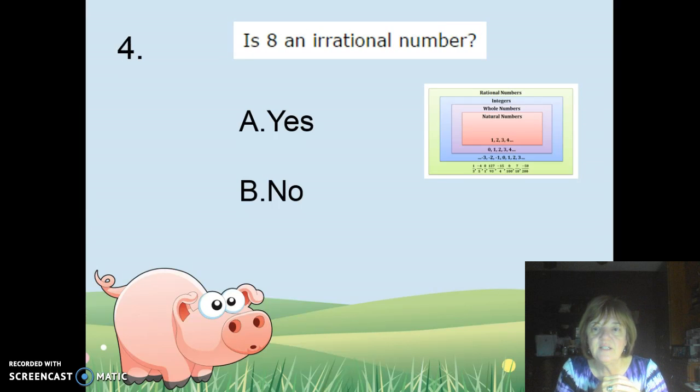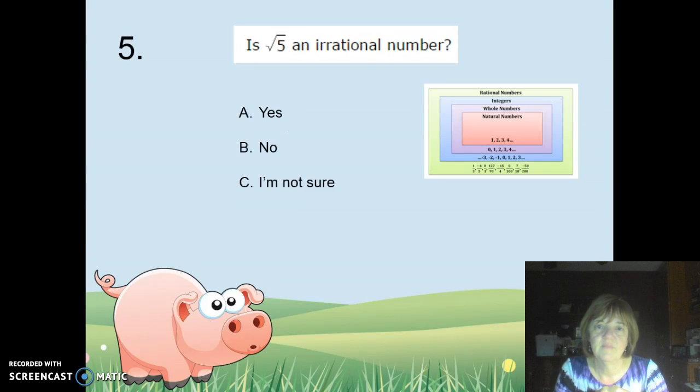All right, is 8 irrational? I've switched the question on you now. Pay attention. Is that considered irrational? If it's rational, then it's not irrational. All right, take the square root of 5 on your calculator. Is that irrational? Oh, by the way, I'm not giving you the C choice.